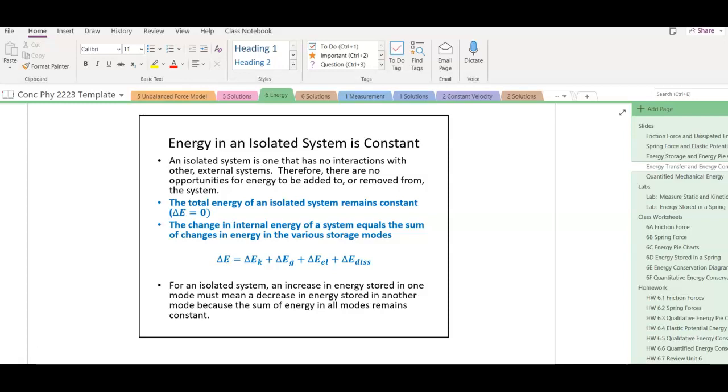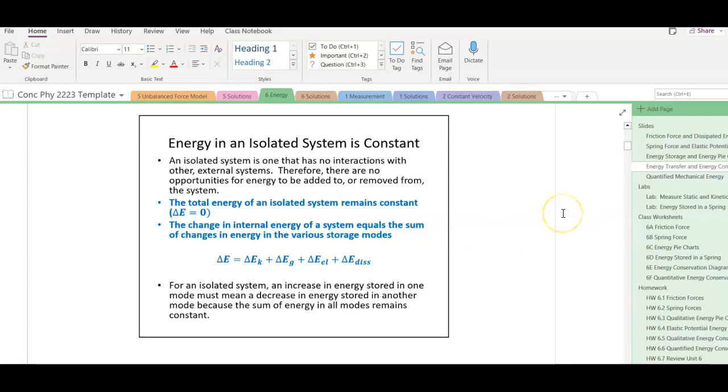Now the energy could redistribute, so energy that belongs to a system is stored internally in these storage modes. It can be stored as kinetic energy, gravitational potential energy, elastic potential energy, and dissipated energy. But for example, if the gravitational energy reduces, then maybe kinetic energy increases. But the sum of the four amounts of energy has to be constant if the system is isolated.